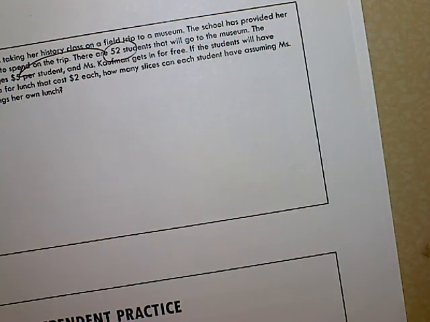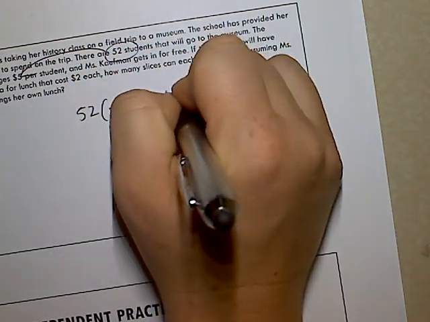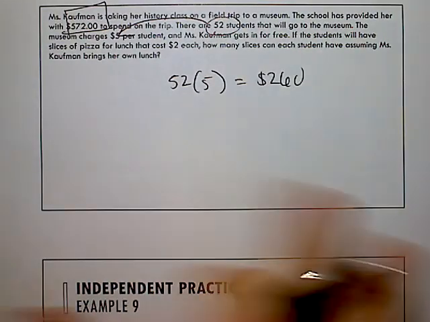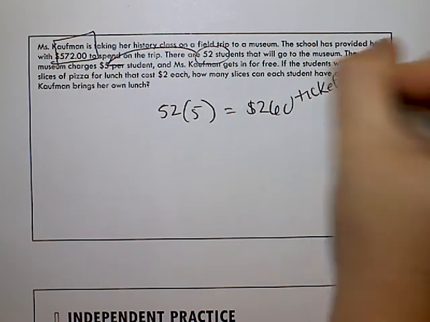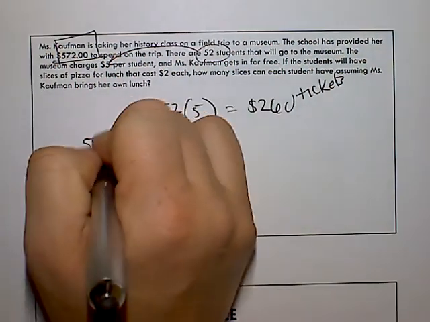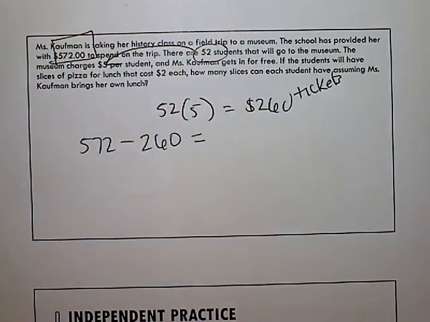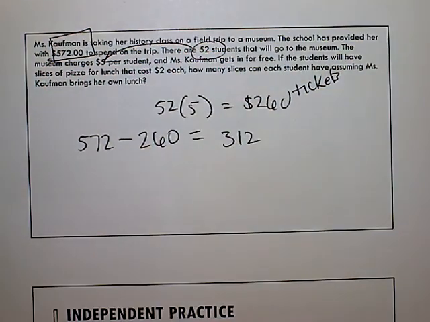What's 52 times 5? 260? 52 times 5 is 260? Okay. So out of a budget of $572, $260 must go towards tickets to get into the museum. Can you please take 572 and subtract 260 for me? What do you have for an answer? 312? Okay, the remaining money is going to go towards pizza.